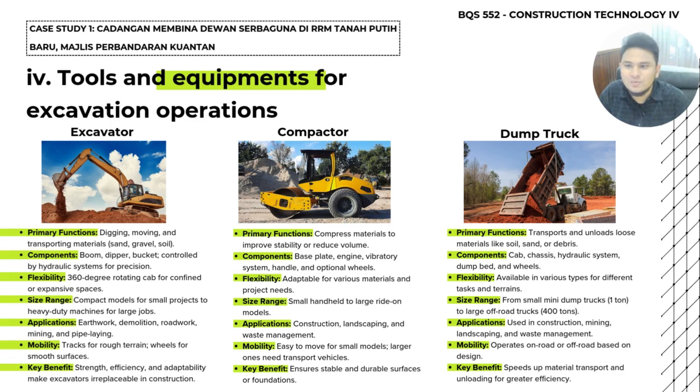So the next content that we will look at in this case study is the tools and equipment for excavation operation. So for this case study, we use excavator, compactor, and dump truck. So for the excavator, we know that the primary function is digging, moving, and transporting materials. The components of the excavator are boom, dipper, and bucket, controlled by hydraulic system for precision. So the key benefit of the excavator is its strength, efficiency, and adaptability that make it irreplaceable in construction.